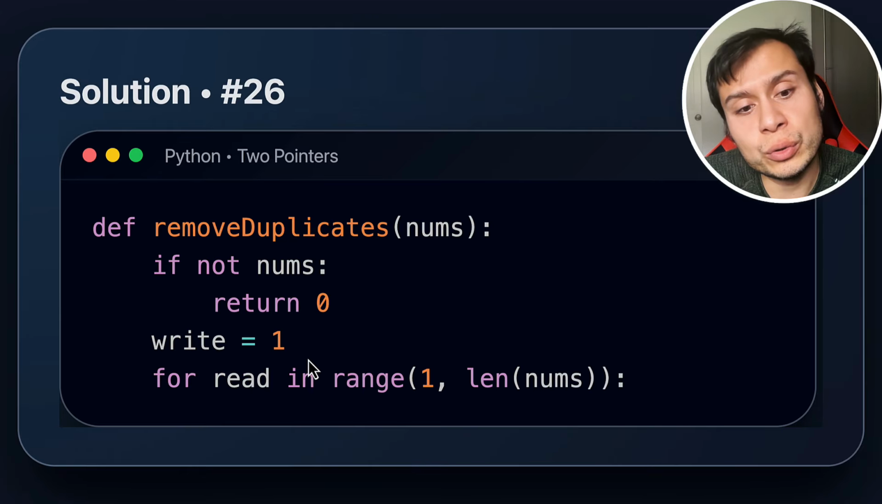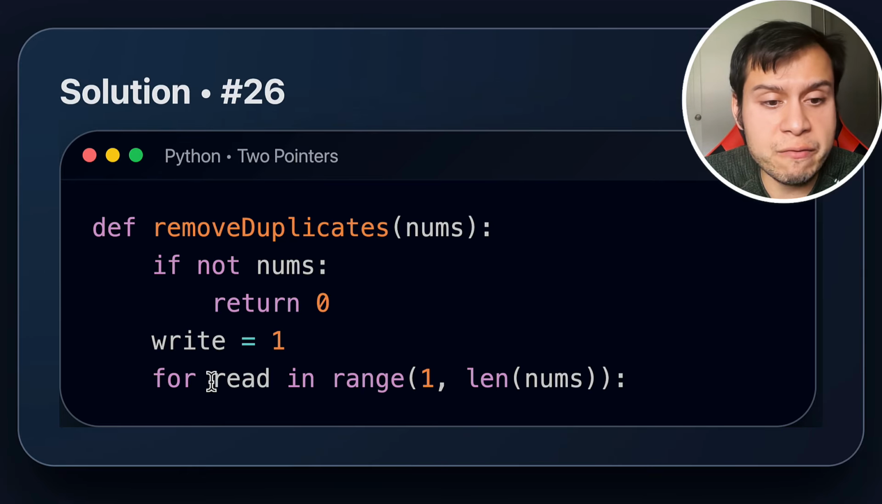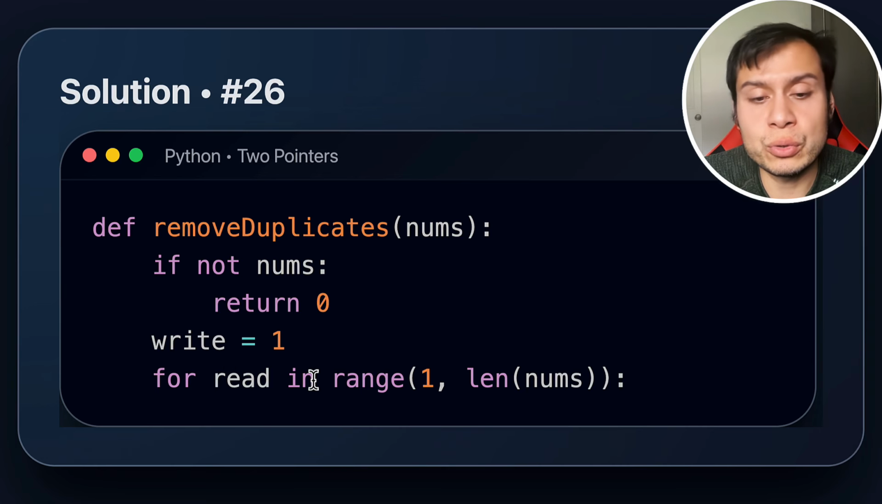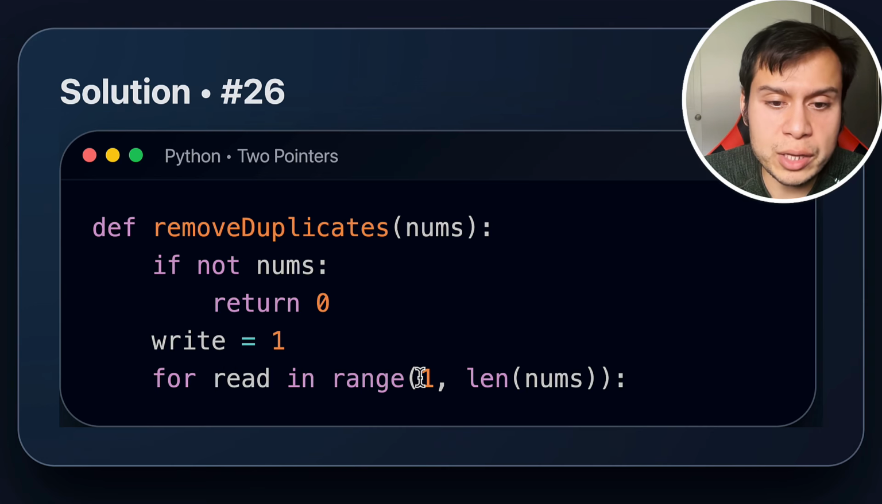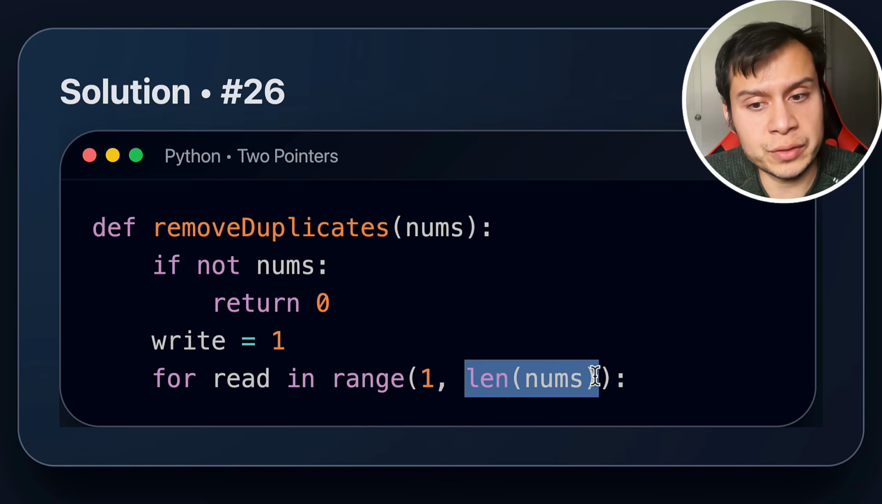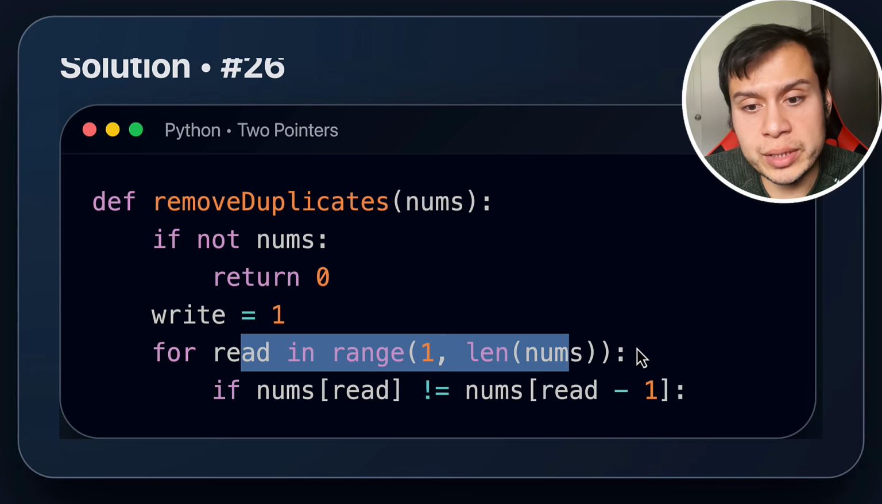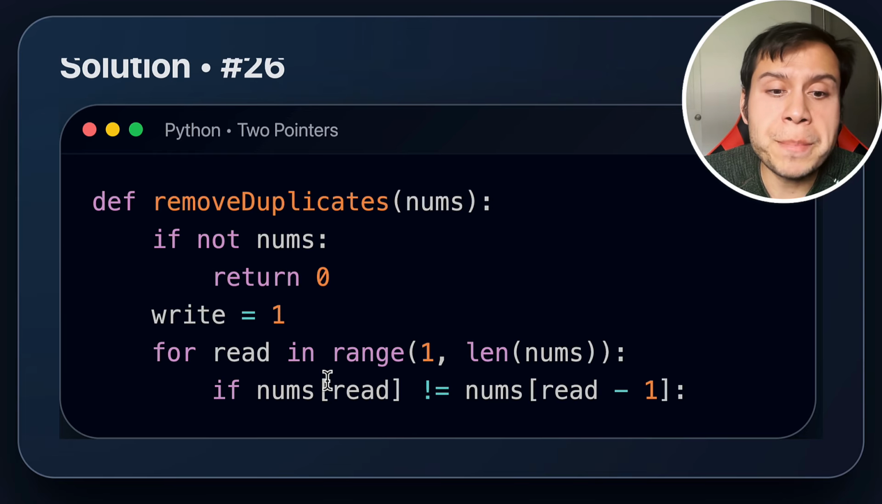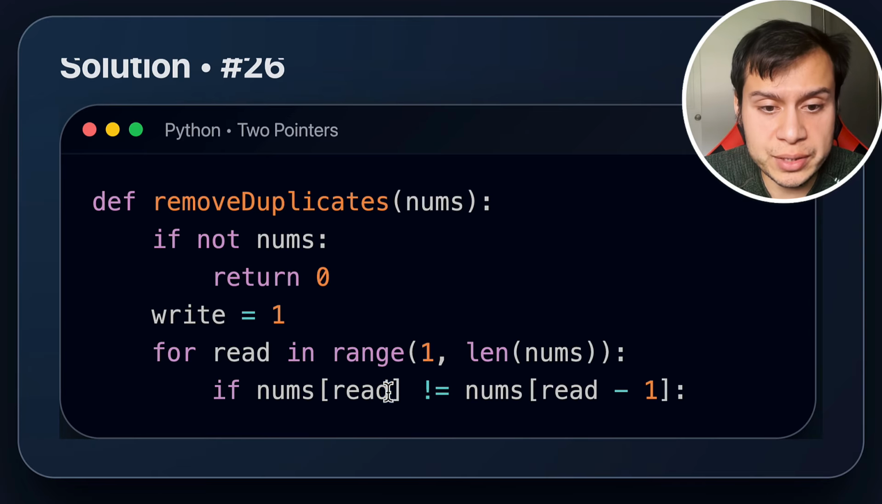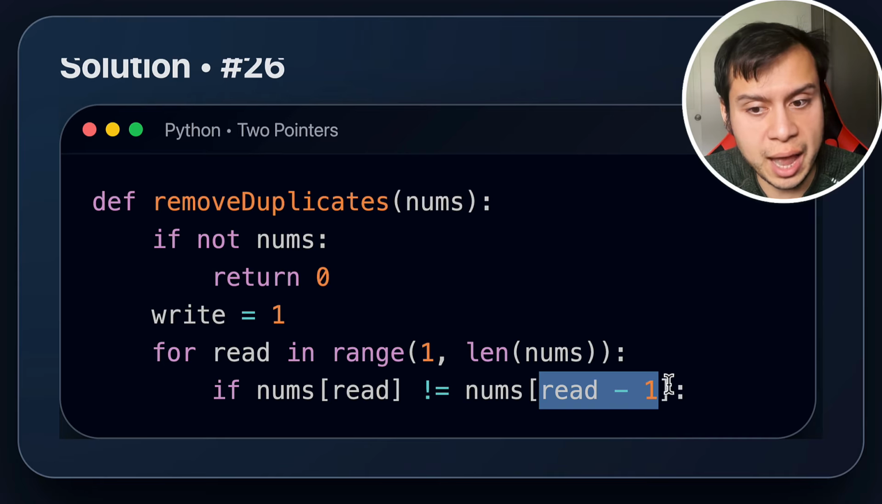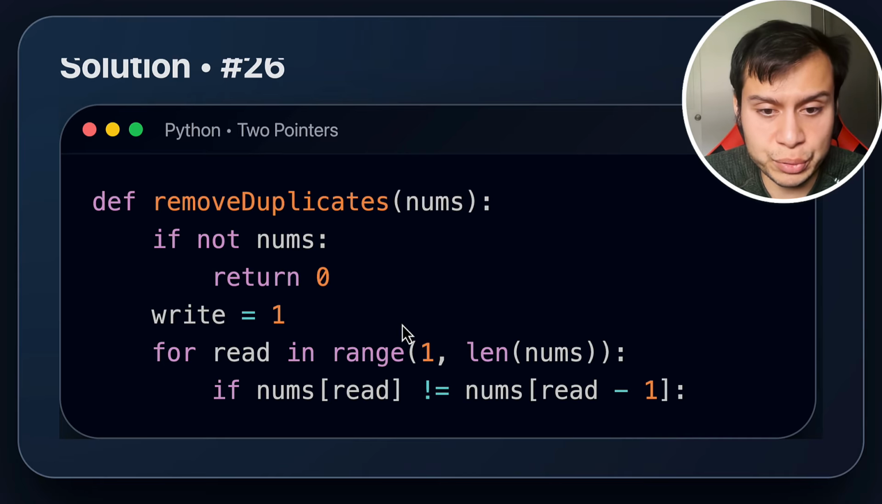Then we will loop through the entire array using a faster pointer. It's called read. We're going to use this fast pointer to scan through the entire array from the first position on, because the 0th position is unique, as we said earlier, until the end of this array. In each step, as we loop through this array, we compare whether the fast pointer's value is equal or not equal to the previous element. We're always comparing with the previous element.